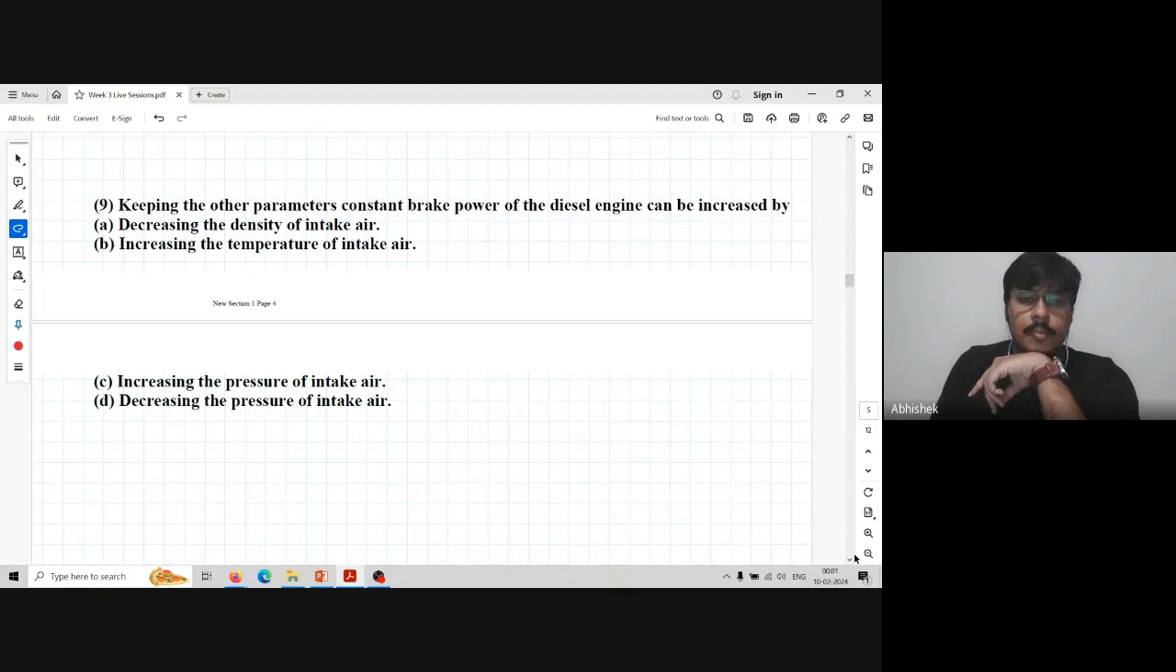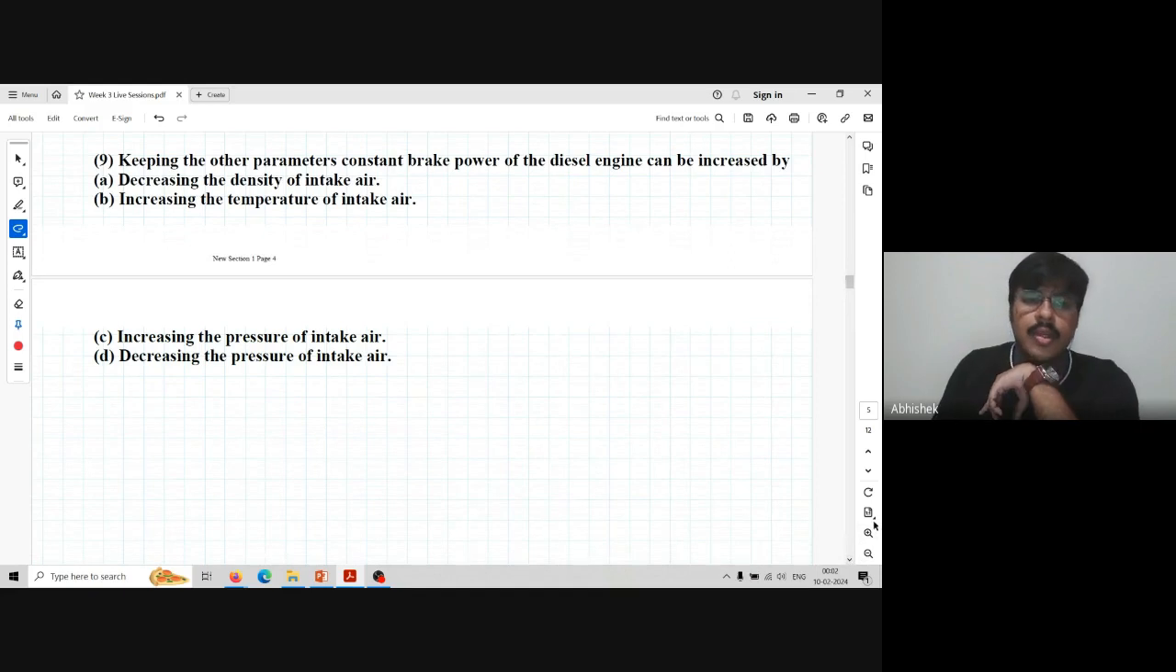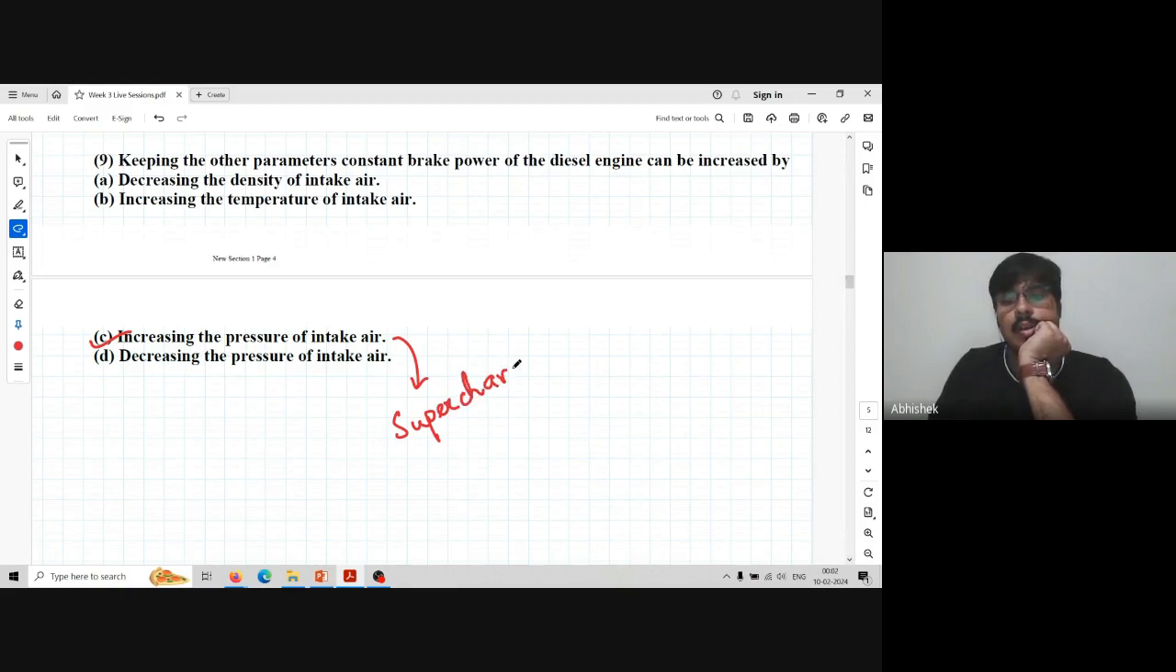Then the next, keeping the other parameter constant, the brake power of a diesel engine can be increased by. This one I covered in the first lecture itself. This is directly increasing the pressure of intake air, and this process you will be studying. It is called supercharging. Just remember this term supercharging. What is done in supercharging is that we pressurize the air, and we supply it to the cylinder.